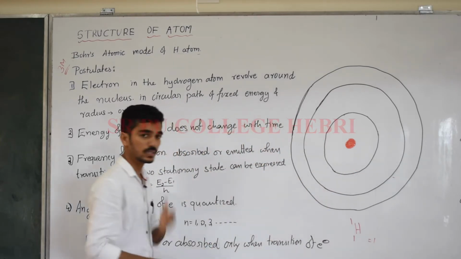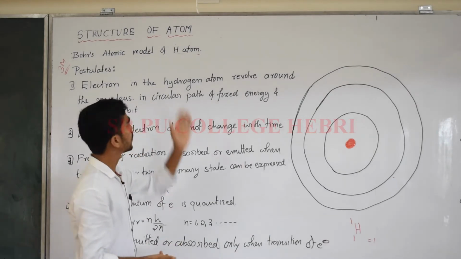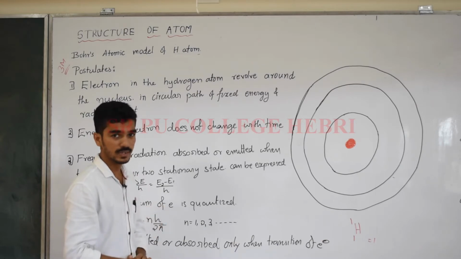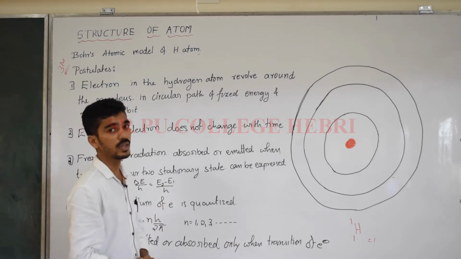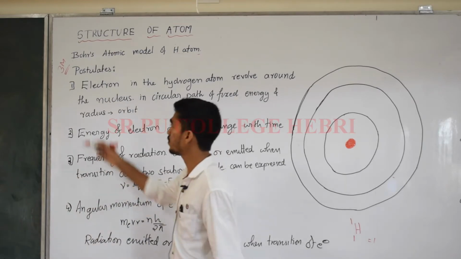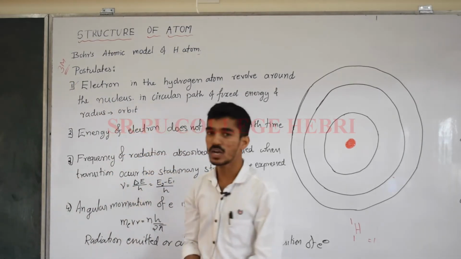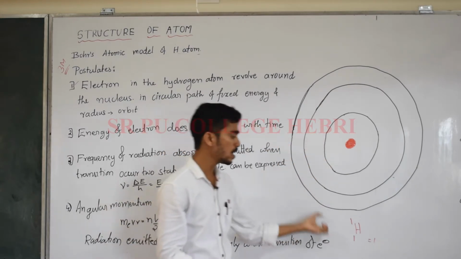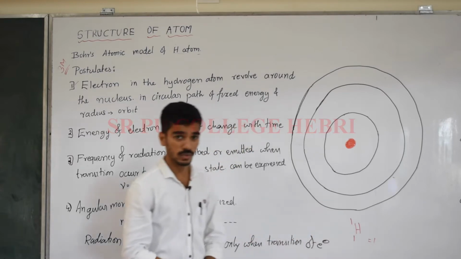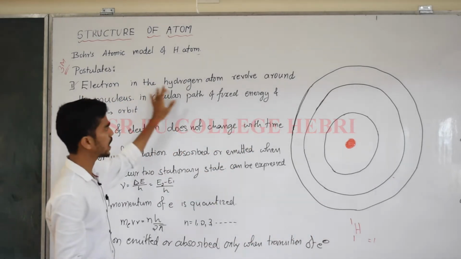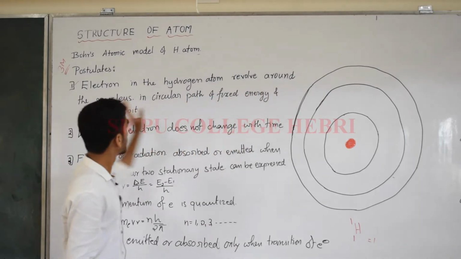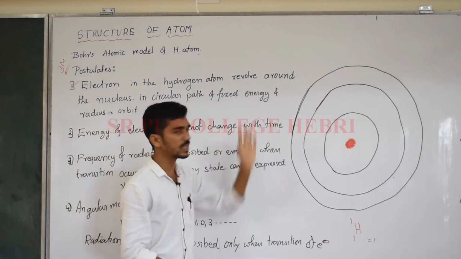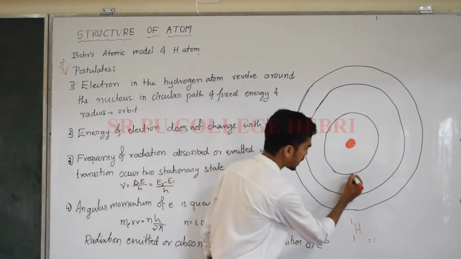Now we'll discuss the postulates of Bohr's atomic model. There are very important postulates in this atomic model, and we will discuss them one by one. First we'll directly go to the first postulate: electron in a hydrogen atom. This is regarding only the hydrogen atom; Bohr's postulates are given only for the hydrogen atom. The first postulate: the electron in the hydrogen atom revolves around the nucleus in a circular path with a fixed energy and radius.